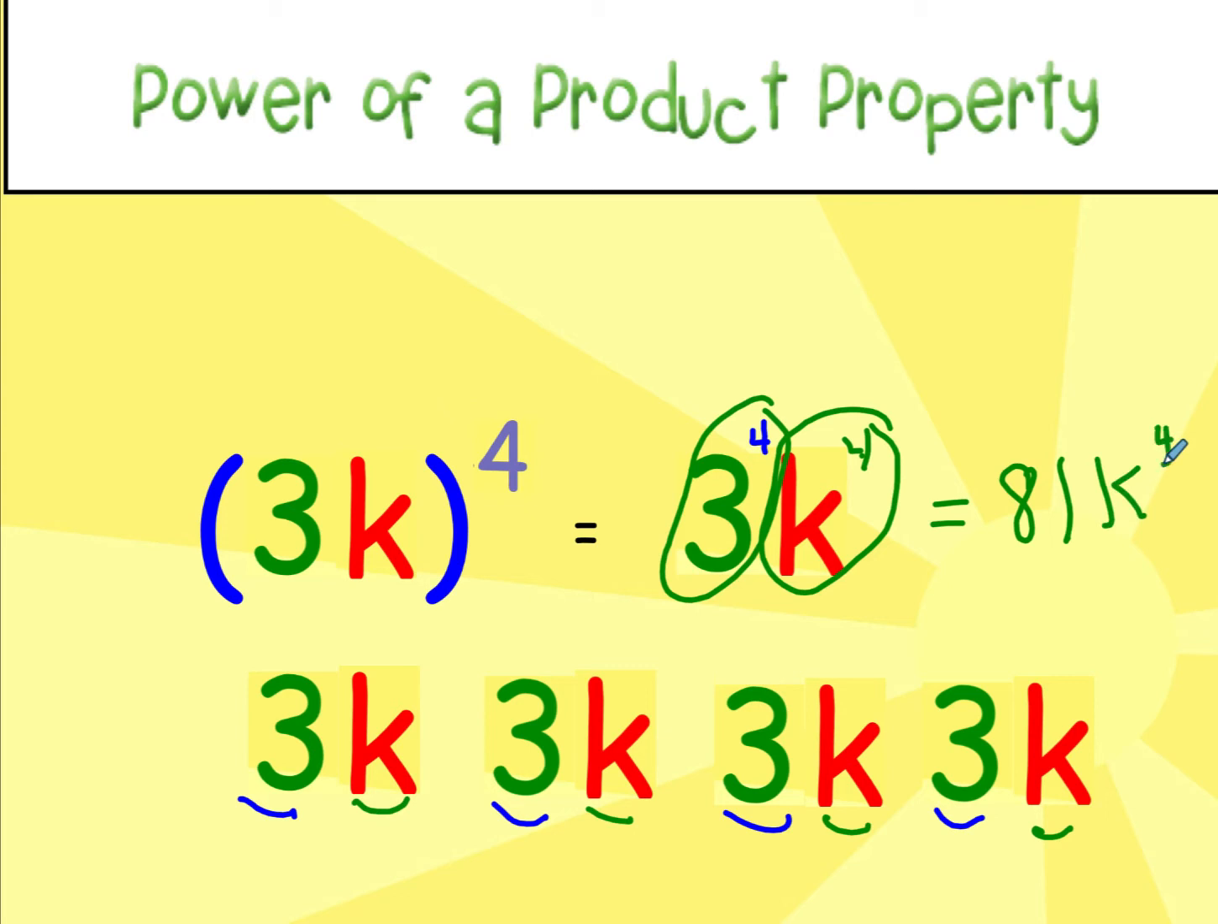So what happened with that 4? Well, the 4 got passed on to the 3 and it got passed on to the k.